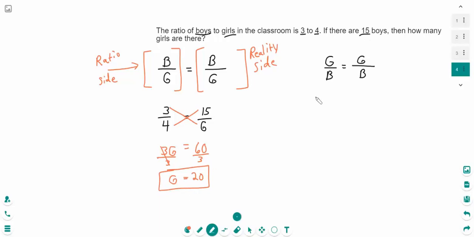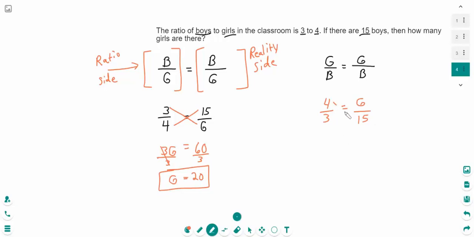Okay? And just to show that we would still get the right answer if we did it this way, let's do this side. So the ratio of girls to boys now is the opposite. We said this was 3 to 4, 3 boys to 4 girls. Well, if we switch that, it means that for every 4 girls, there's 3 boys. So it's 4 to 3. So this becomes 4 to 3. And then on the reality side, we don't know how many girls there are. They did tell us there are 15 boys, so we'll write that down.